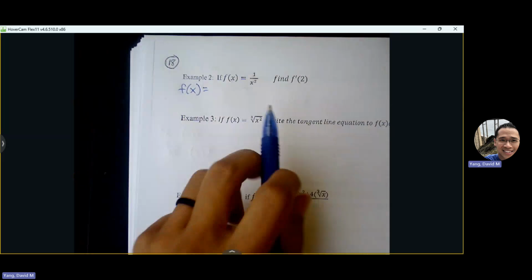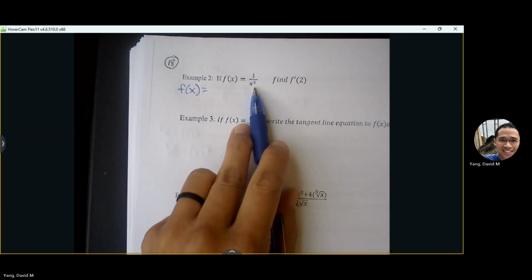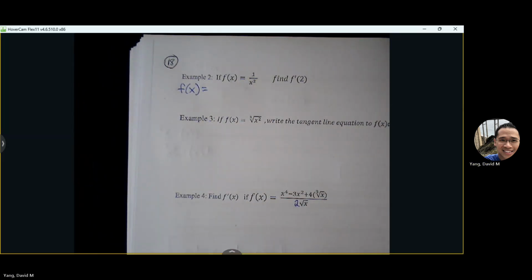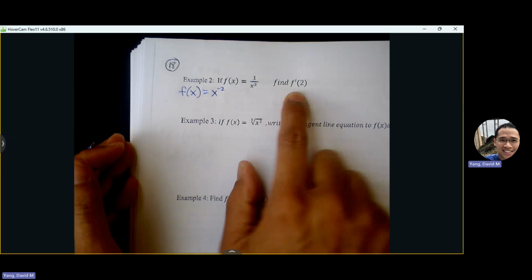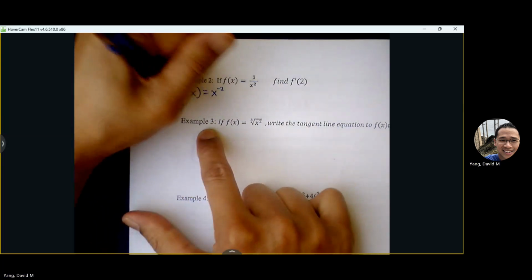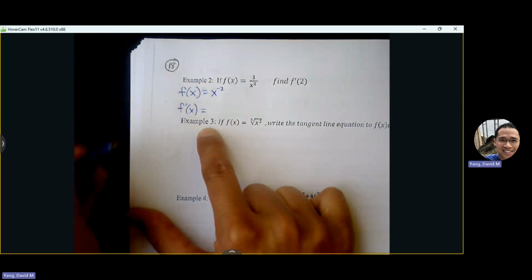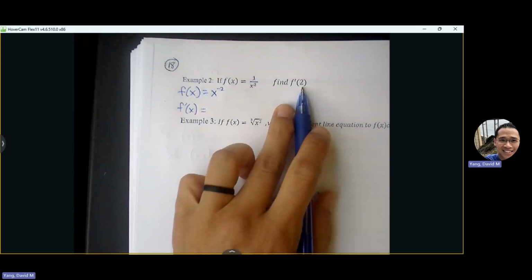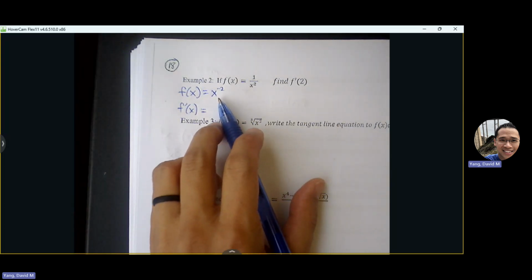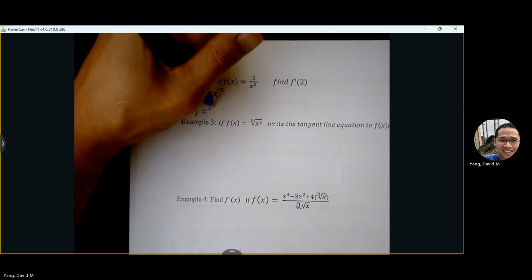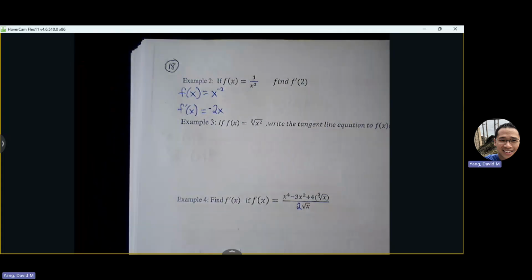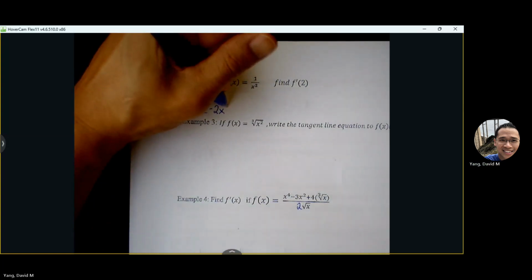How can I rewrite this to get this ready for power rule? This is really x to the -2, yep. So now that we have our function ready, we're going to find f prime of x. Once we have our derivative function, then we can worry about what to do with that 2. So what's the derivative of x to the -2? -2x to the -3. Okay, I'm going to clean this up.